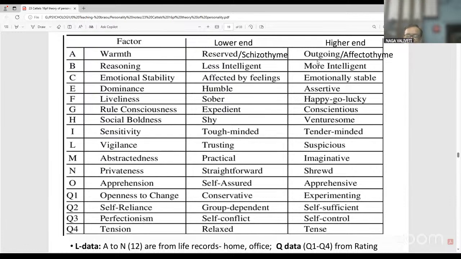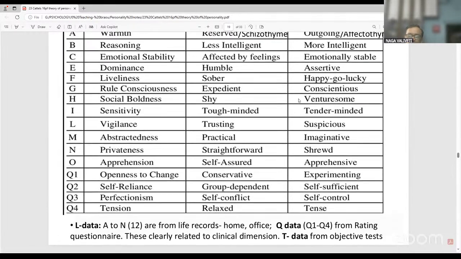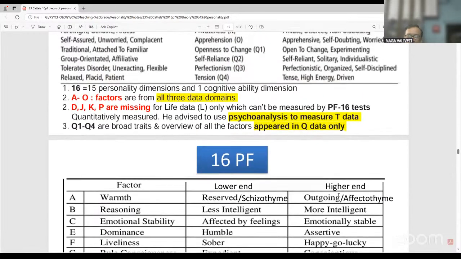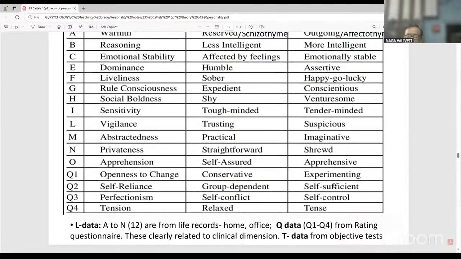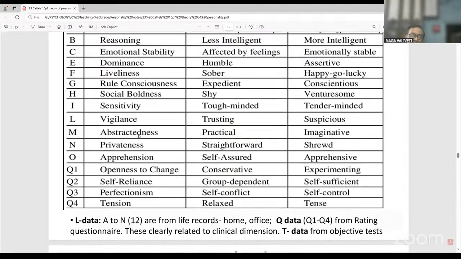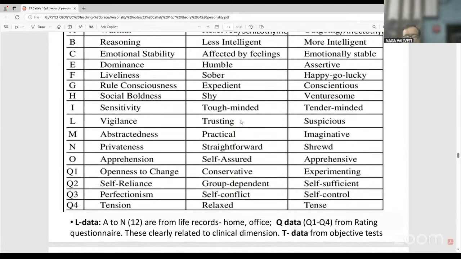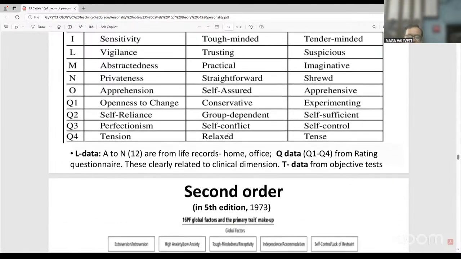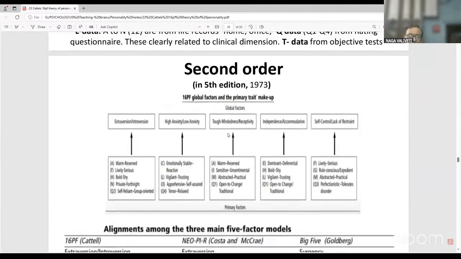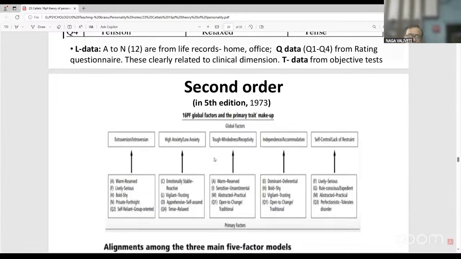So if you see the 16 PF elements, you can see them here. From this only, they have derived the Big Five. First order, please remember first order. First order and second order put together, you will find OCEAN. Okay, now it is very easy. It is also in our book. If you read it, it will take time, so please read it at home.